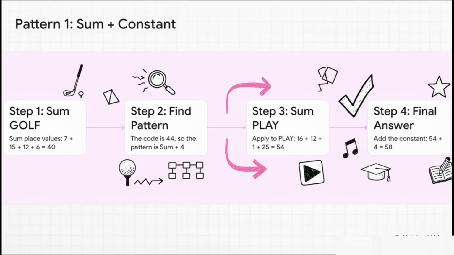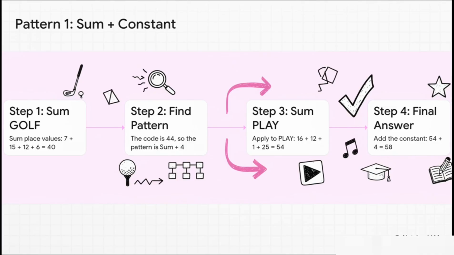Let's take the word golf. If we add up the place values for G, O, L, and F, we get a total of 40. But the code is 44. So what's the pattern? It's pretty clear, right? It's the sum plus a constant number, in this case, 4.